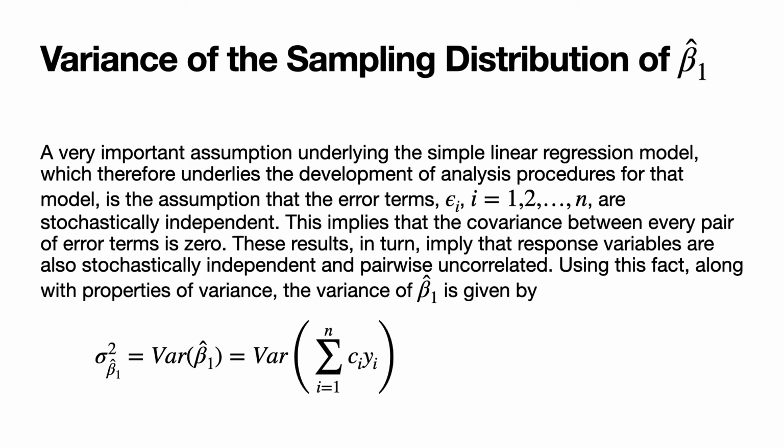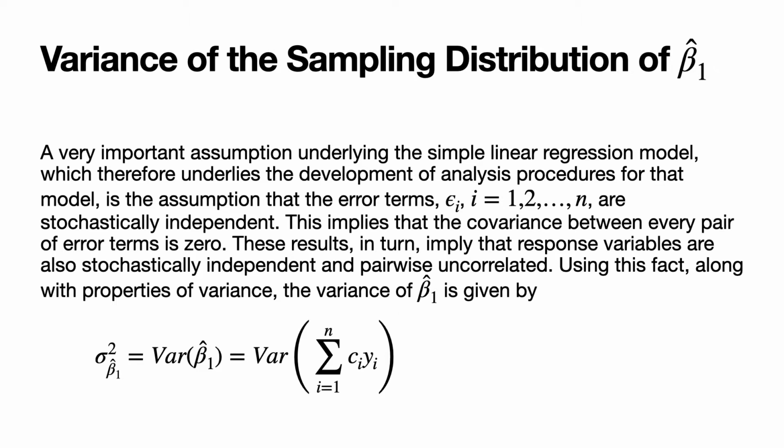Using this fact, along with properties of variance, the variance of beta 1 hat can be found, and we denote the variance of beta 1 hat in a couple different ways. So sigma squared sub beta 1 hat, and also Var of beta 1 hat for variance. And so beta 1 hat, we know, can be expressed as the sum i going from 1 to n of the products c sub i times y sub i.